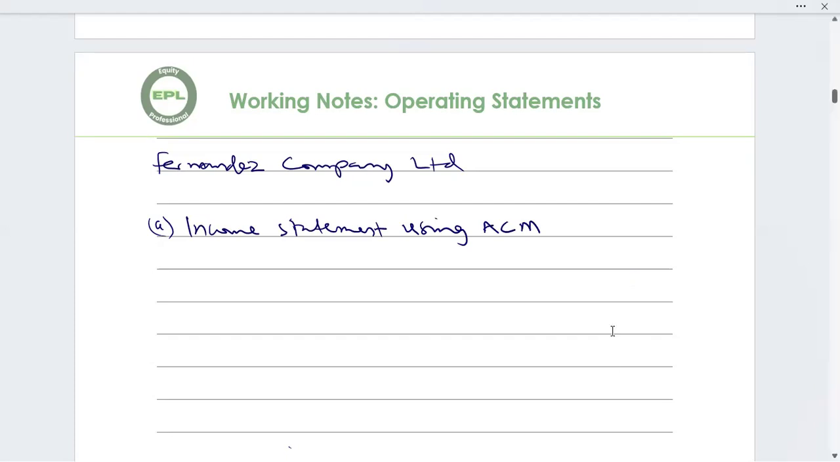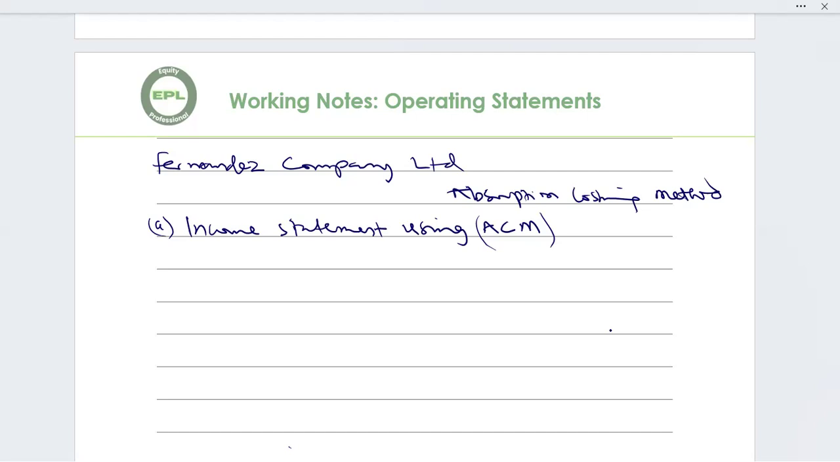Don't come here when you are, this is an exam question. You don't do this on the day of your exam by writing ACM. This is not permitted. At least at the first instance, you are supposed to write it out in full. What you are supposed to say is absorption costing method, okay? You can then put in brackets ACM so that going forward, you will be referencing ACM. But at the first instance, you can't just write income statement using ACM.